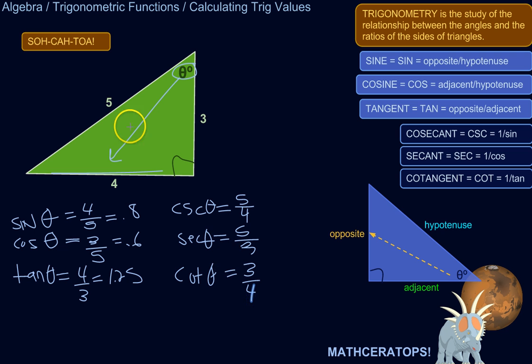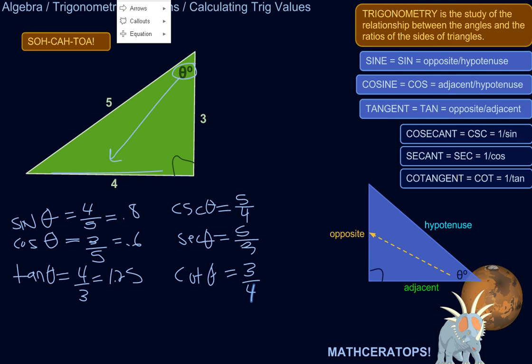All right. So you might have heard of SOH-CAH-TOA. This is a little mnemonic device to remind you that sine, the S, is opposite over hypotenuse. Cosine is adjacent over hypotenuse. Tangent is opposite over adjacent. Then just remember that cosecant is the reciprocal of sine, secant is the reciprocal of cosine, and cotangent is the reciprocal of tangent. So now we've worked out the values of the 6 trigonometric functions of this angle theta.